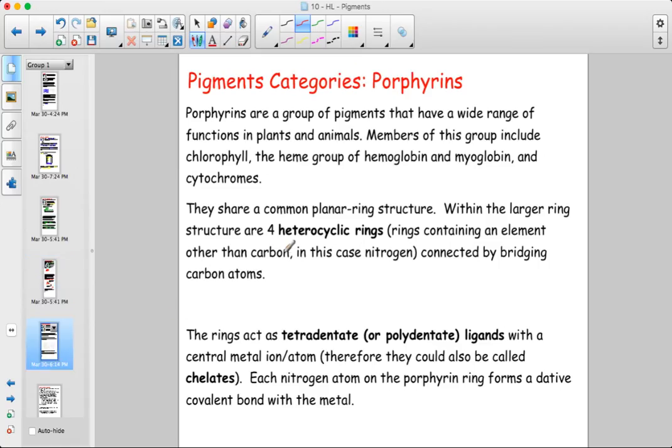There's a third category of pigments called porphyrins, and we're going to treat them in a separate video.